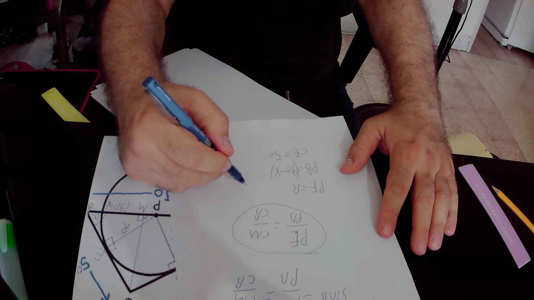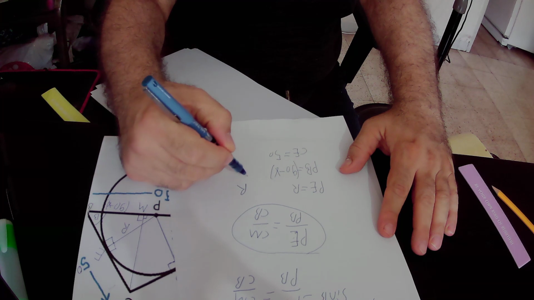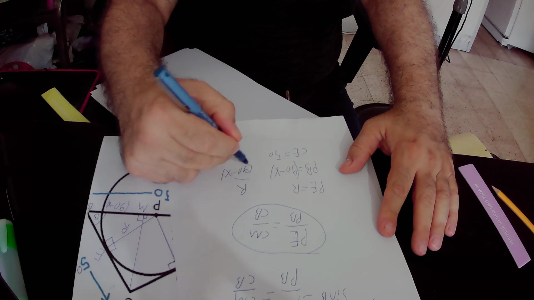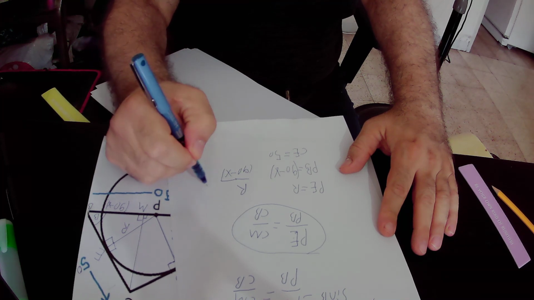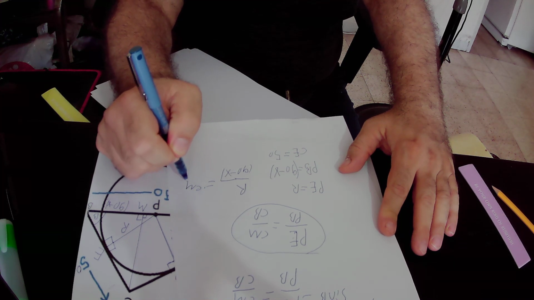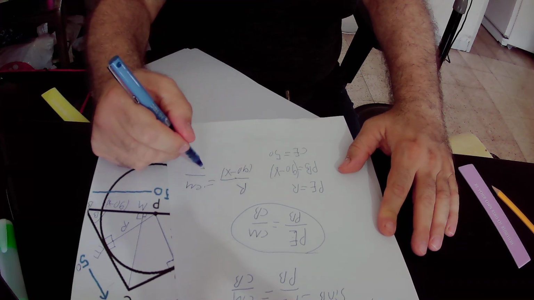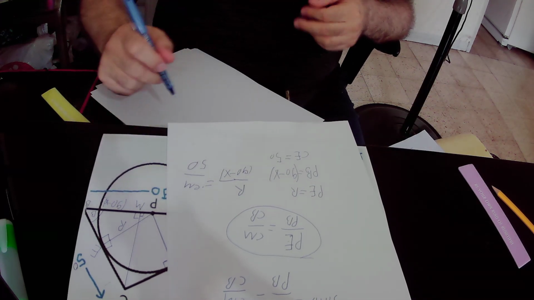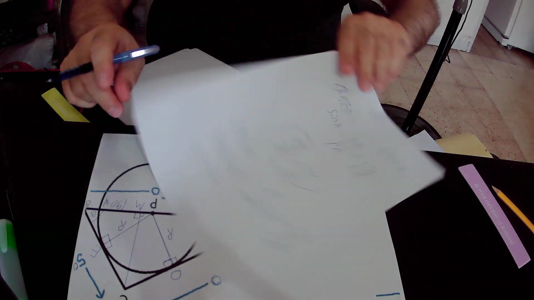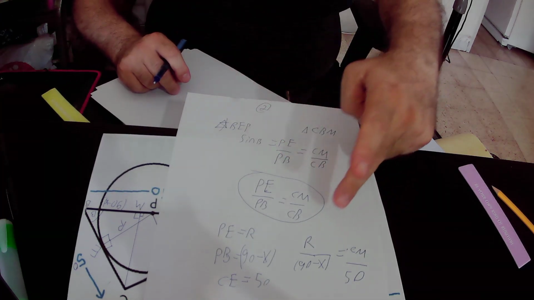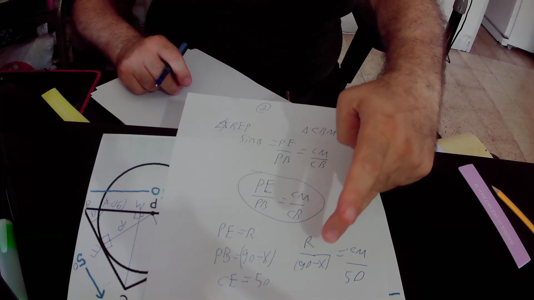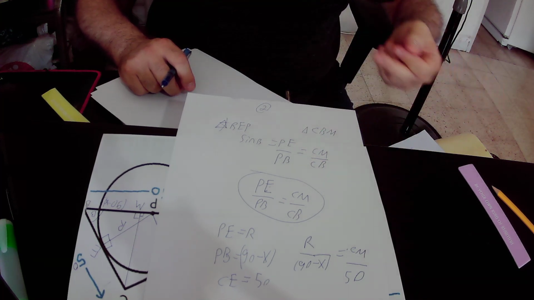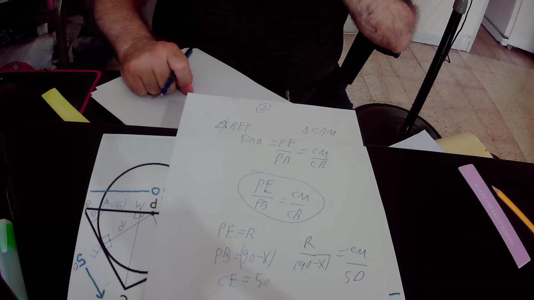Instead of PE, we can write R. And instead of PB, we can write 90 minus x, equals CM over CB, but CB is 50 units. Okay, so again, instead of PE we can write R, instead of PB we can write 90 minus x, and instead of CB we can write 50 because CB equals 50.